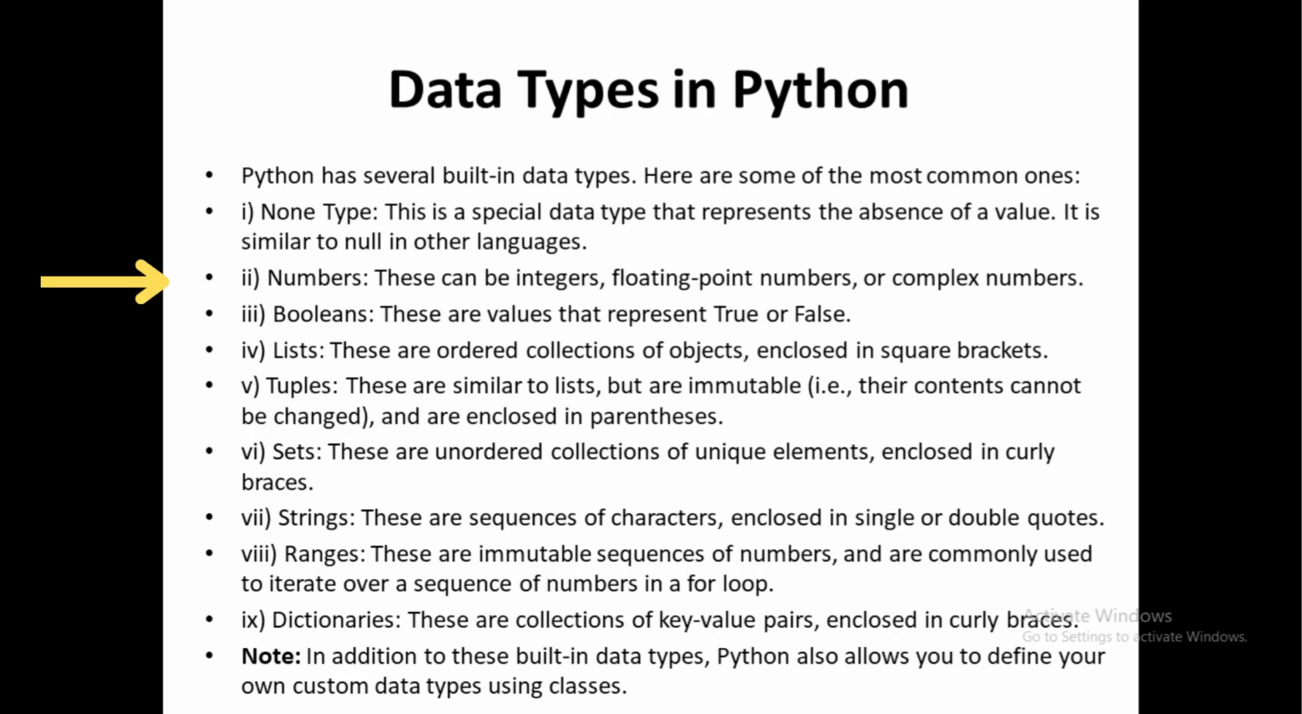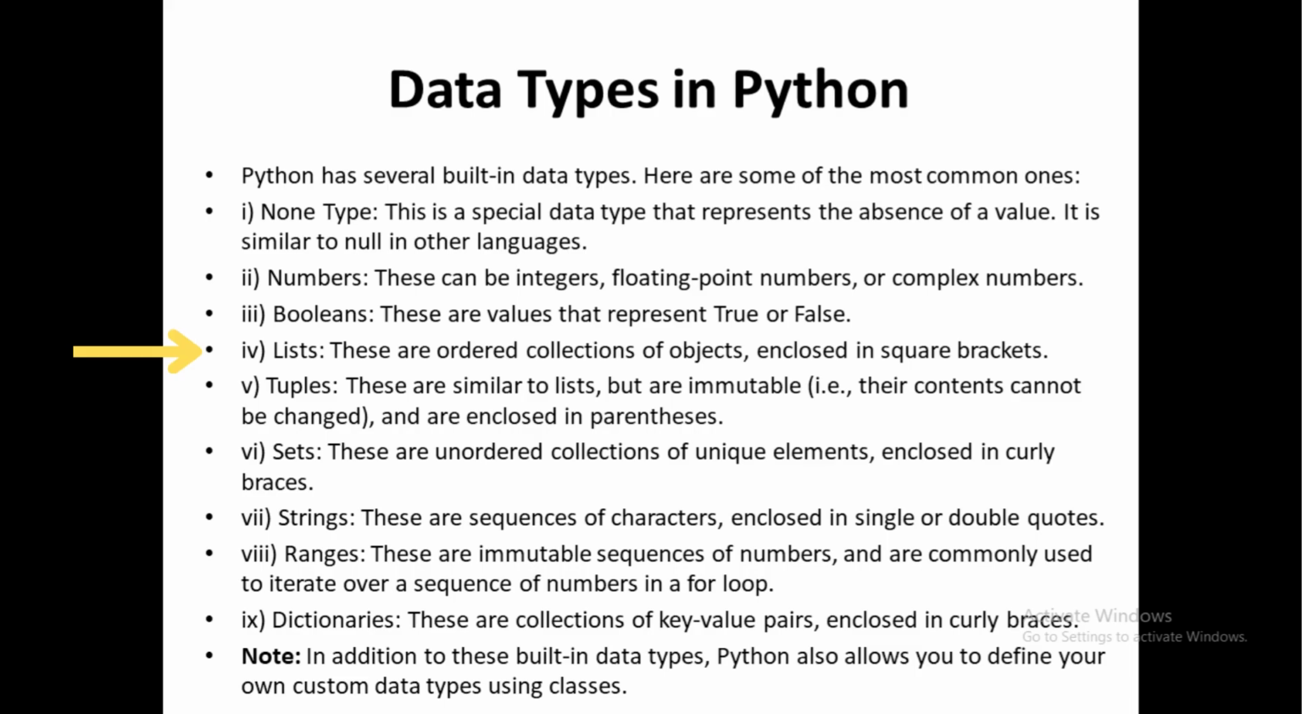And next one is numbers. For numbers, we will have integers, floating point numbers, or complex numbers. We can have any of these three types of numbers. And after that, booleans. A boolean always represents either true or false.